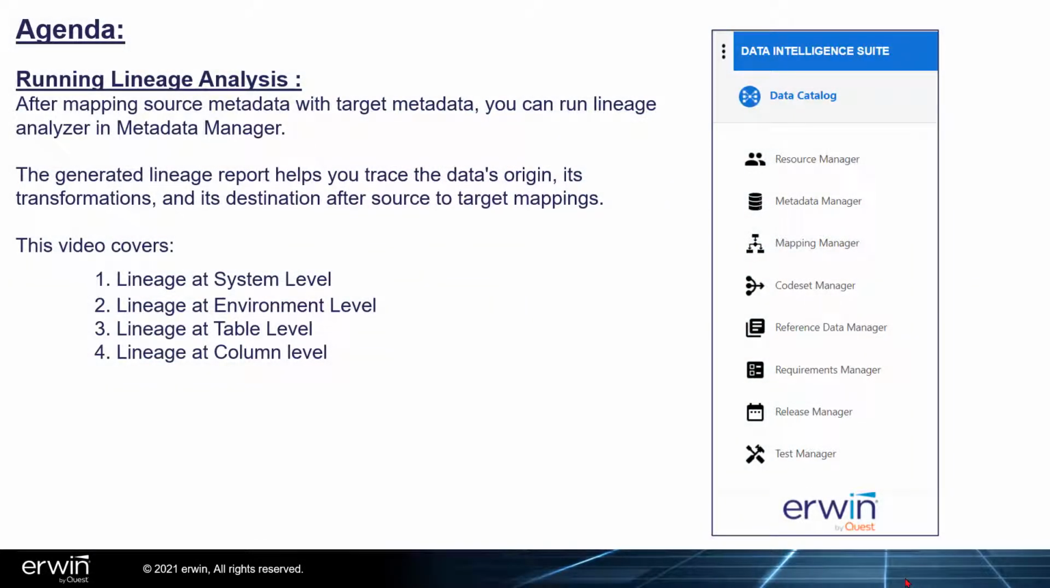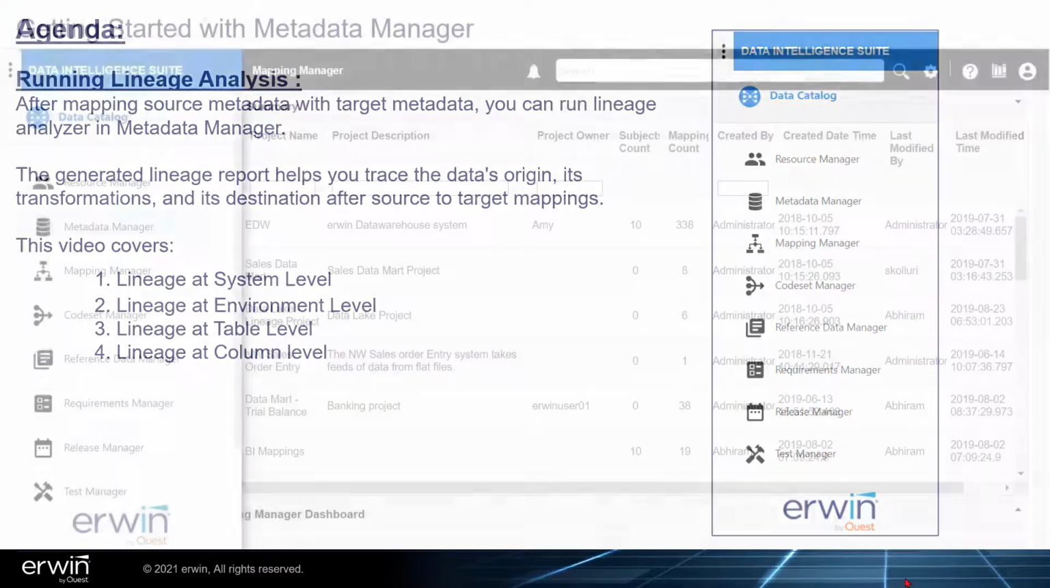After mapping source metadata with target metadata, you can run Lineage Analyzer in the Metadata Manager. The generated lineage report helps you trace the data's origin, its transformations, and its destination after source to target mappings. The video covers lineage at the system level, environment level, table level, and column level.